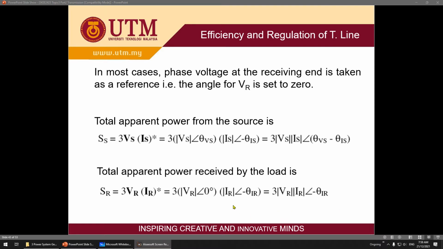The total power from the source is S equals 3 Vs Is conjugate. If this is the complex power, you have to use the conjugate, and don't forget to multiply by 3 because this is a 3-phase system. I think this one is wrong: this is not the apparent power. This is a complex power because you have the conjugate here.